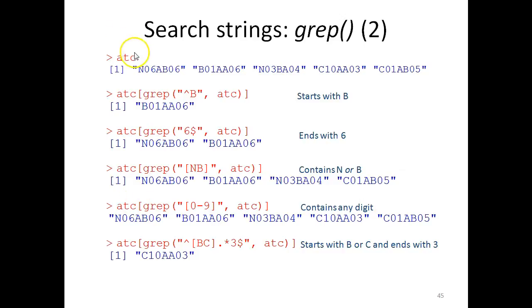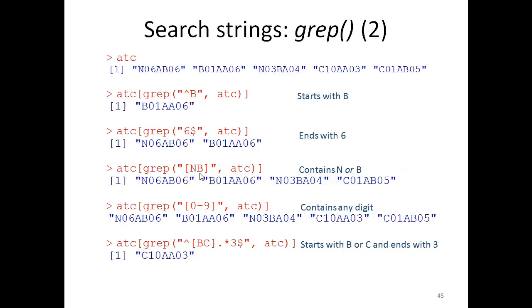We have the ATC vector as always, and here we ask for the elements in ATC where the element starts with a B, and in return we get this one. That's the only element starting with a B. In this case, we're looking for elements ending with the digit 6, and in return we get these two. That's that one and that one. Those are the only ones ending with 6.